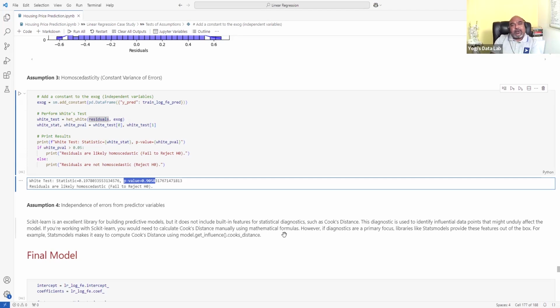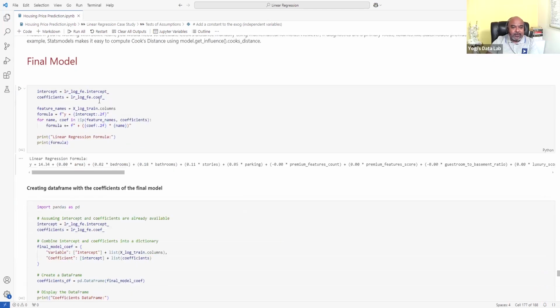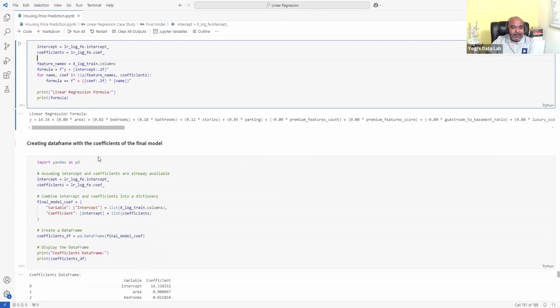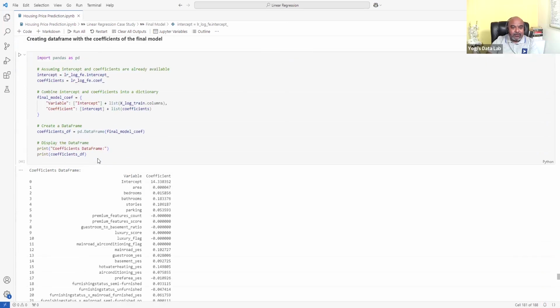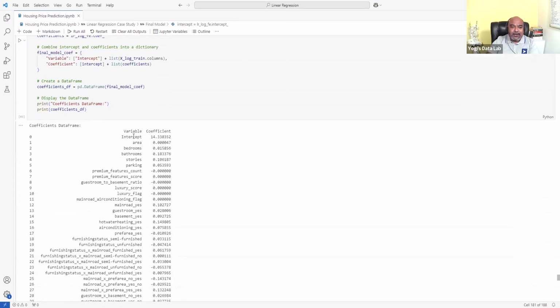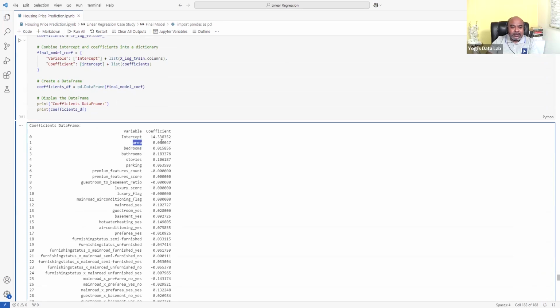Now, since we have built all these models and we saw that we are getting decent results, and in the final model even, we see that we have met the assumptions of linear regression, what we'll do is go ahead and build this as my final model. And I will create a data frame with the coefficients. So I've just gone ahead and created the values: this is my intercept, this is the coefficient of area, this is the coefficient of bedrooms. So these are your x's and these are your beta coefficients.